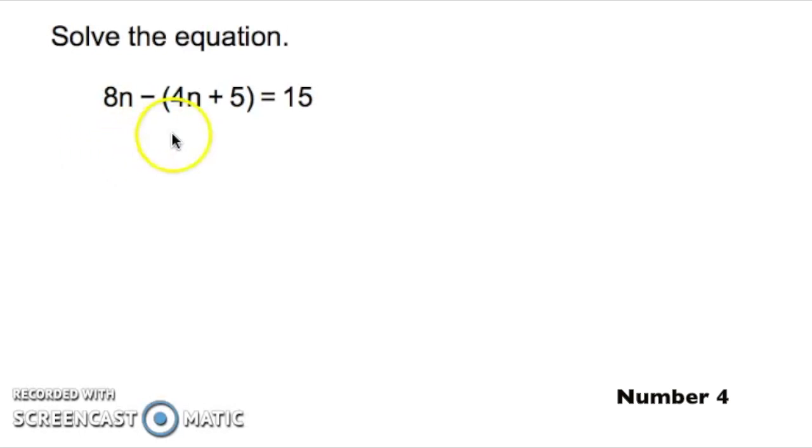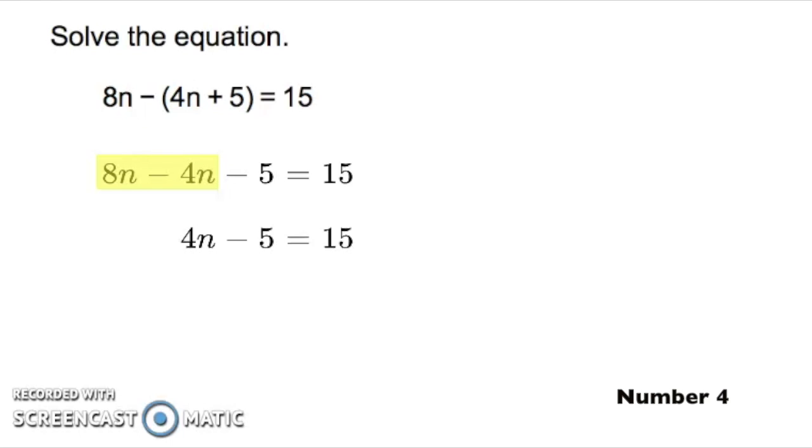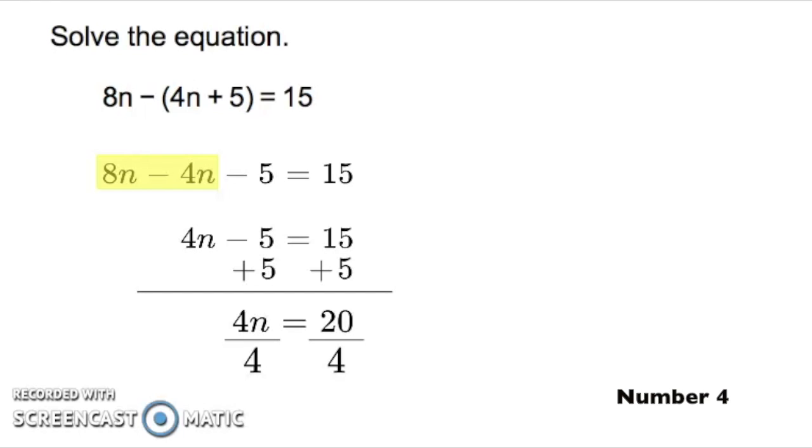So what we need to do first is distribute this negative into the parentheses. So this will become negative 4n minus 5. Okay, from there, we combine our like terms. 8n and negative 4n are like terms. 8n minus 4n is 4n. From there, we add 5 to both sides, and we get 4n equals 20. Divide both sides by 4, we get n equals 5. And that's going to be the answer.